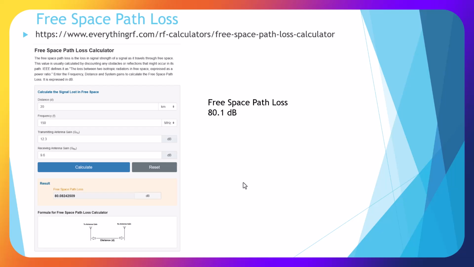Okay, in order to calculate our free space path loss, we need to go to this link here and utilize their calculator. So here we have our distance of 20 kilometers, 150 megahertz, our transmitting antenna gain, and our receiving antenna gain, and we push calculate, and our free space loss is 80.1 dB.